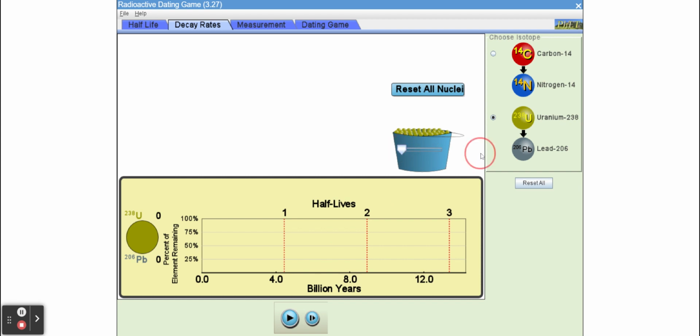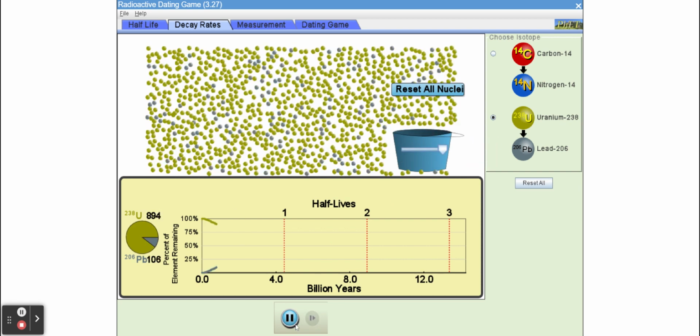And I could use the uranium-238, and the only difference here is that the half-life is going to be much, much longer. But, oops, I meant to pause that, reset all nuclei. How it works is going to be exactly the same. If I let this play, by the time we get to 1 half-life, we're going to be at about 50% of the original isotope remaining, and 50% will have transformed into lead. 50% is 1/2.